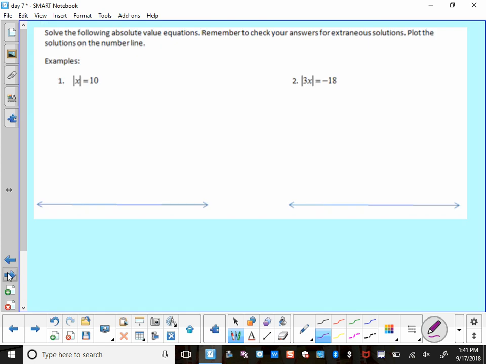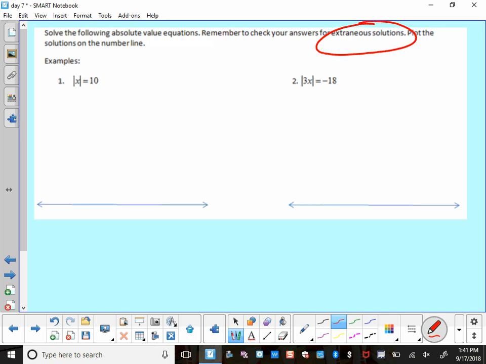Okay. Let's look at this one. It says, solve the following absolute value equations. Remember to check your answers for extraneous solutions, and plot the solutions on the number line. Extraneous solutions mean basically that all of our work is right, but the answer does not fit. Okay? So it's not your error. It just means that in the algebra world, it doesn't work.